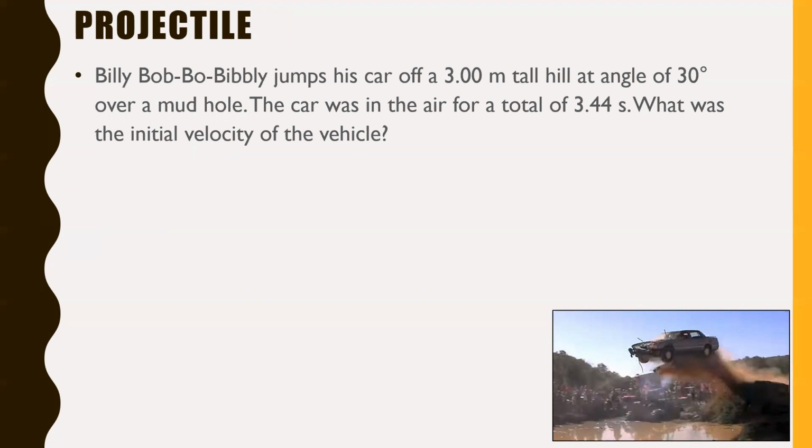This is a projectile question because it's going over a 30-degree angled hill. So what I would highly suggest we do, first of all, is just draw a side picture of this. We know that it's coming off the top of the hill, and we know it's leaving at an angle of 30 degrees. So if we do a dotted line representing our horizontal, 30 degrees might be something like this. The reason that's important is you can break that down into an X velocity and an initial Y velocity. And then, of course, that vehicle will come down to the actual ground, or I guess the mud hole in this case. So the car was in the air for a total of 3.44 seconds.